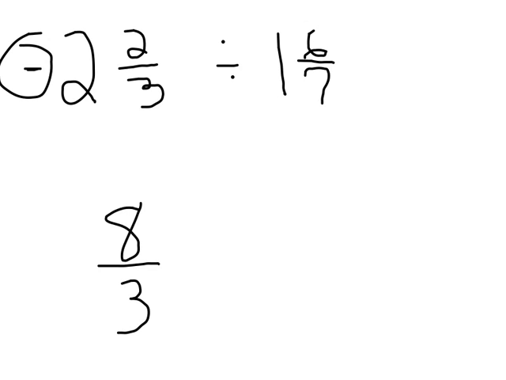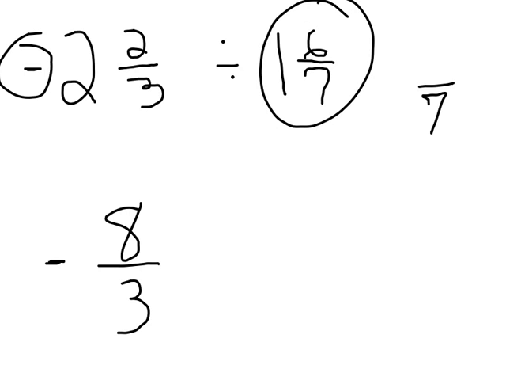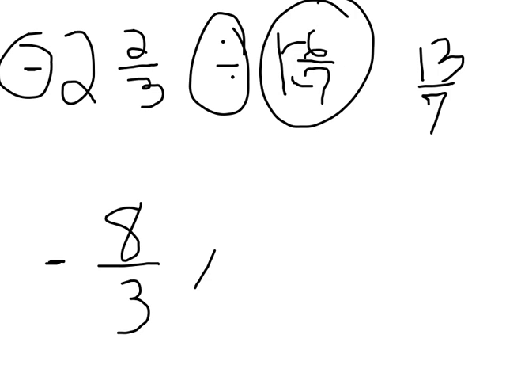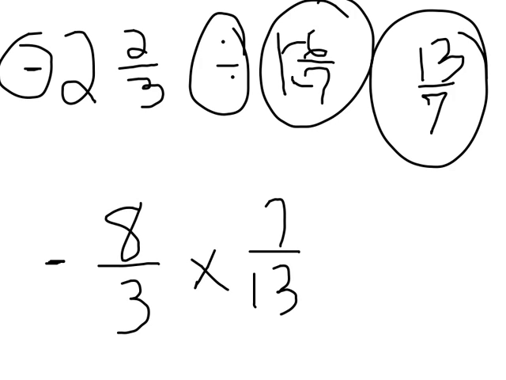And don't forget, you have a negative sign. I'm just going to bring that straight down. Now, let's turn 1 6/7 into an improper fraction. Keep my denominator of 7, and then multiply 7 times 1, and then add 6. 7 times 1 is 7, plus 6 is 13. But now I'm going to use keep, change, flip. So I'm going to keep my 8/3, change my division sign to a multiplication sign, and then I'm going to flip 13/7 to get 7/13.